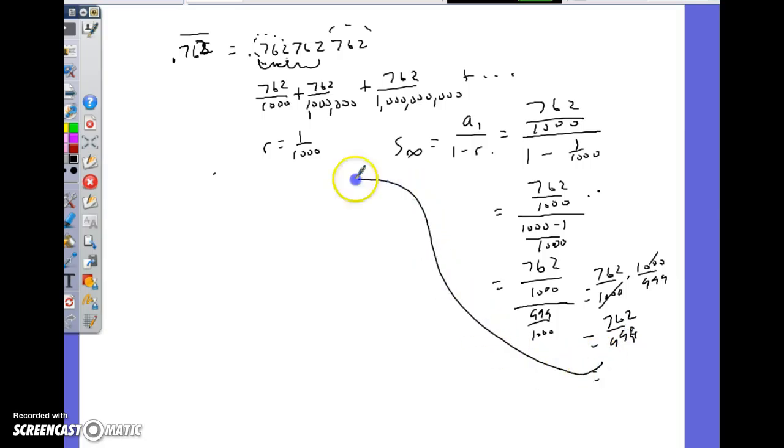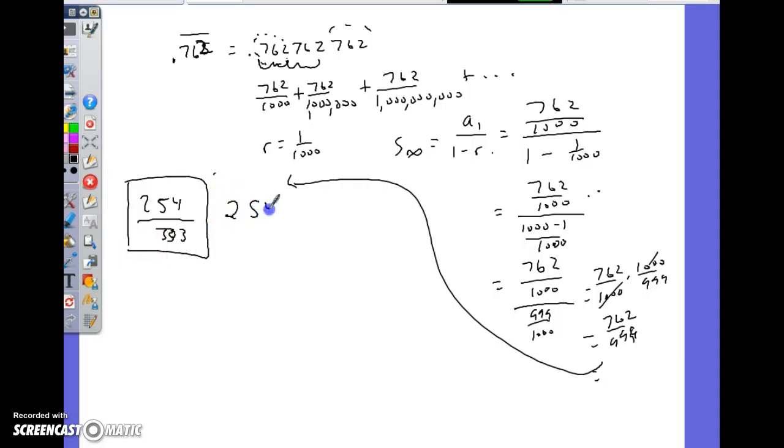Yep, I can. Divide top and bottom by 3. The bottom is 333. The top, 762 divided by 3, would be 254. I see nothing else that comes out, so I'm there. 254 divided by 333. Got it? All right, that should get you started so you can do the problems. Go ahead and try the problems on the back, and we will talk.